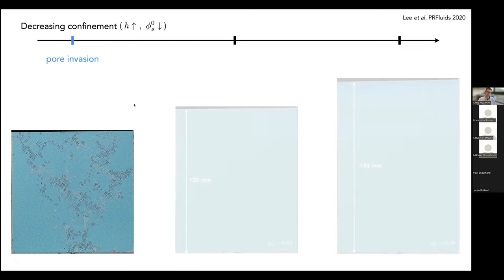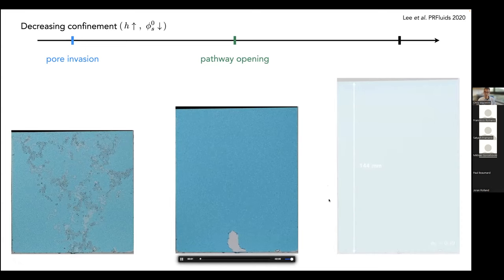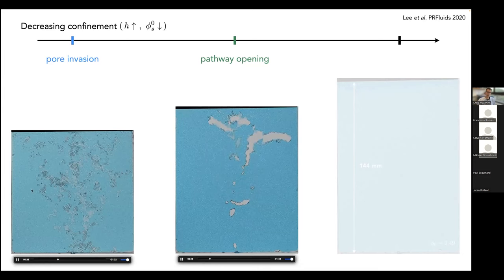However, when we raise the lid a little bit and reduce the confinement, we see something completely different, which is that now the gas is actually pushing the particles apart rather than going between them, and migrating in slender pathways that look a bit like fractures. So in every sense, this process is very different from the process that we saw on the left.